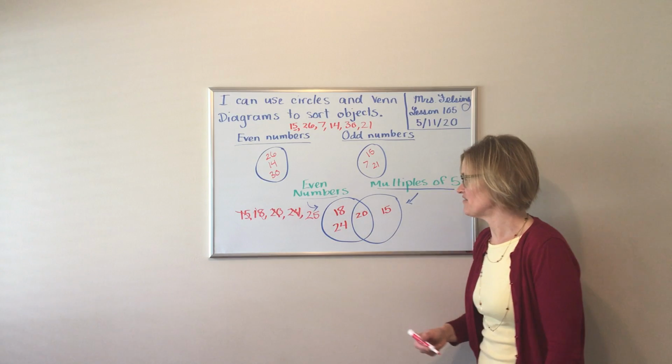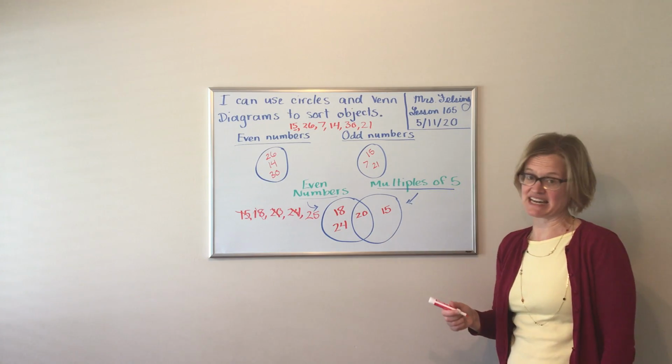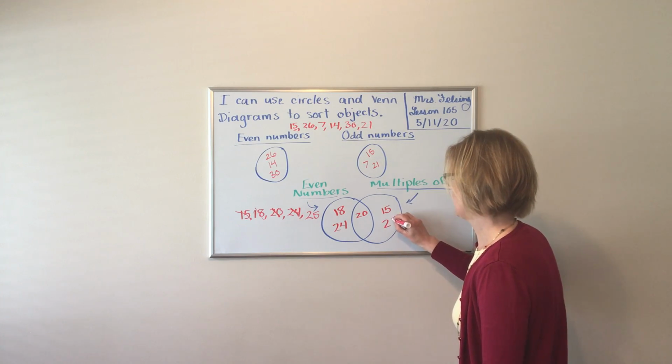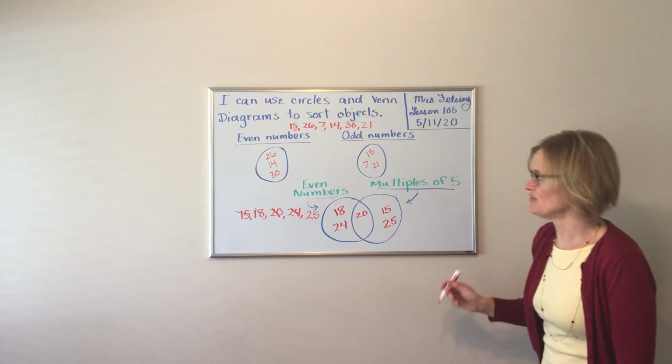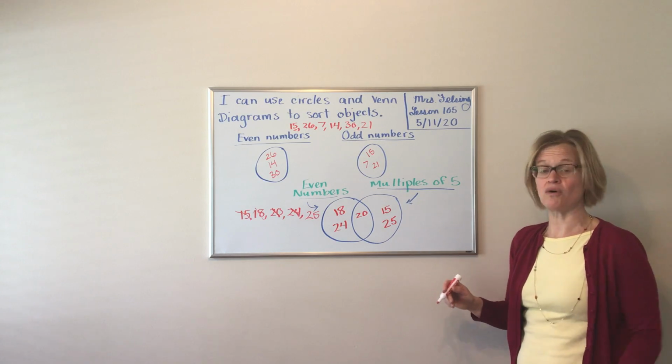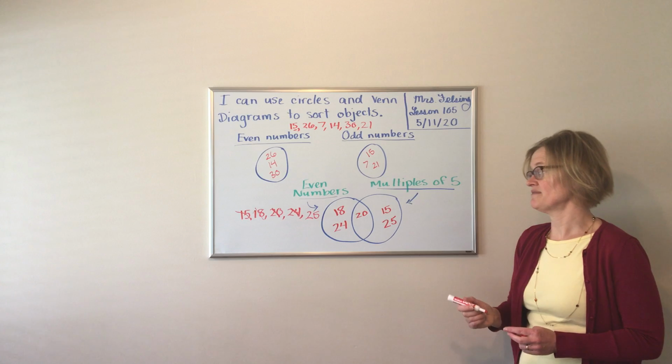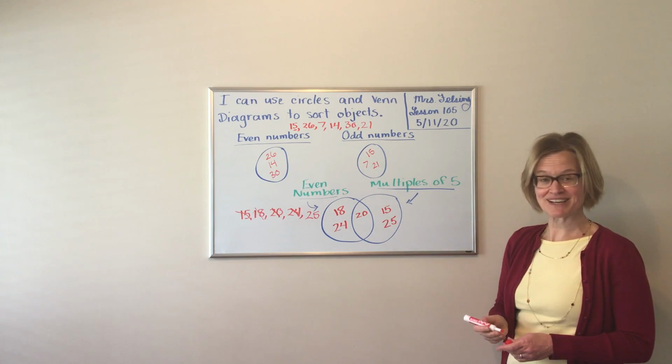And then 25, is that even? It is not, but it is a multiple of 5. So I'm going to put it here. So really, out of these 5 numbers, the only one that qualified as both was 20. And that's the one we put in the middle section.